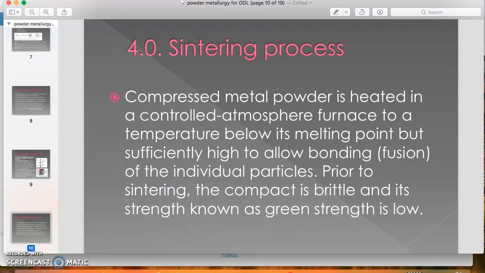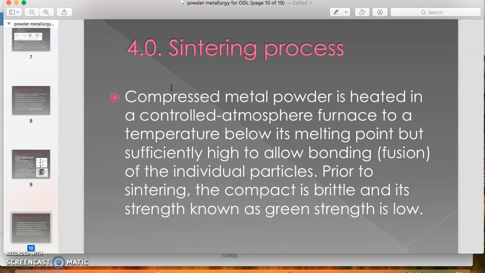After the compaction process, the part removed from the die, we call it the green part. It has retained its shape, but it has lower strength. So in order to increase the strength of the part, the green part needs to go to the next process. We call it the sintering process.